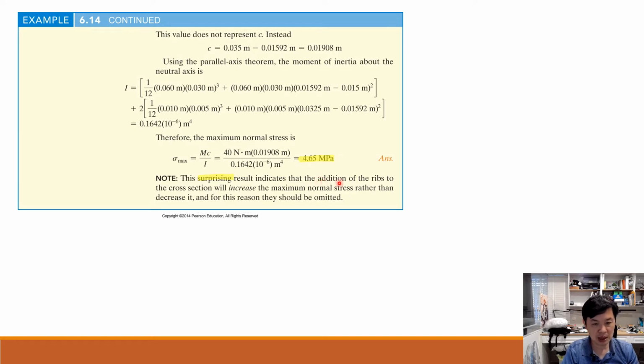So it means adding so-called ribs on the structure seems to strengthen it, but it increases your normal stress much larger. You do not decrease that. So this reason lets us know that this strategy, you should neglect that. This is not a correct process or correct strategy to strengthen your structure. Otherwise, you will face a lot of challenges for this problem.